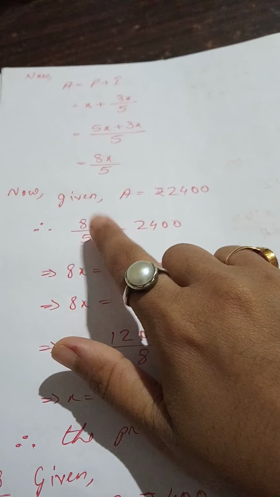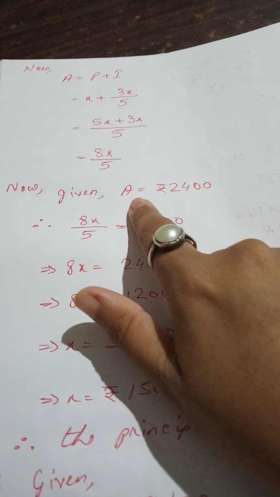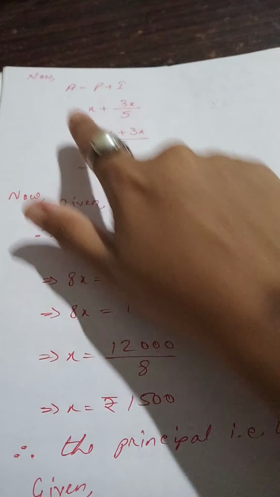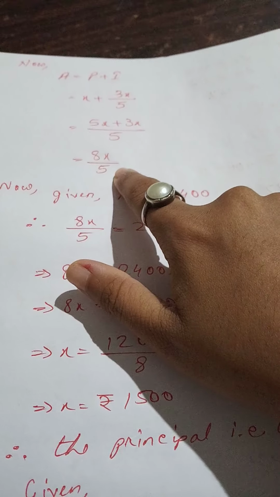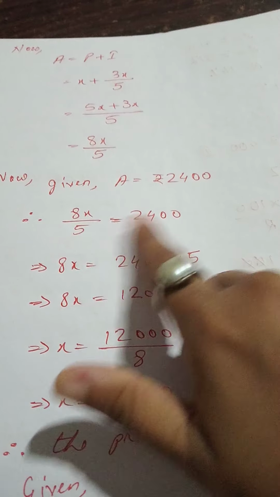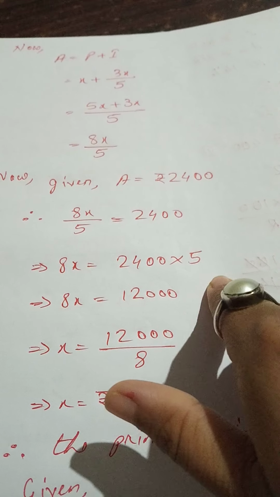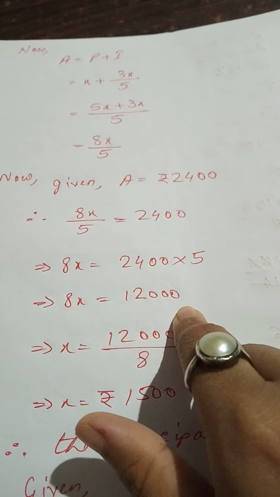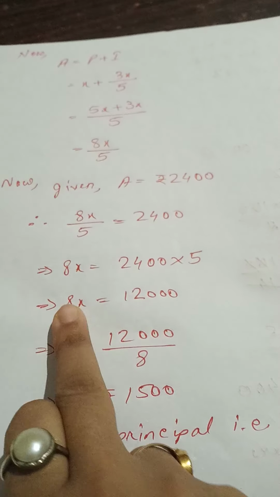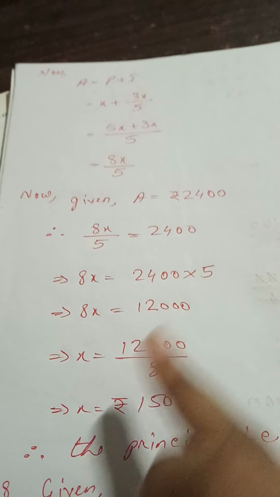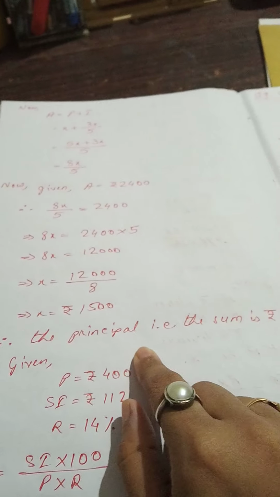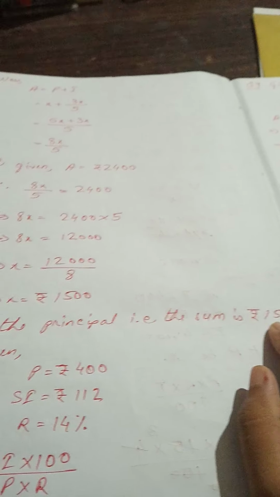Now given amount we have already got. A equals to rupees 2400. So A I have again calculated it to be 8X by 5. That means 8X by 5 equals to 2400, or 5 I will take to that side, so it will be 8X equals to 2400 into 5, or 8X equals to 12,000, or X will be 12,000 by 8. 8 I will transfer to this side, so it will be divided. Once I divide 12,000 by 8, my X comes out to be rupees 1,500. Therefore the principal, that is the sum, is rupees 1,500. Okay.